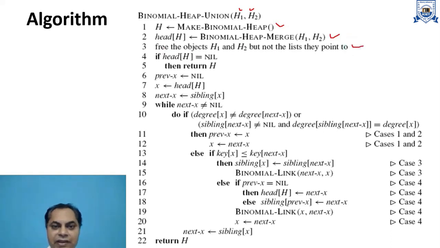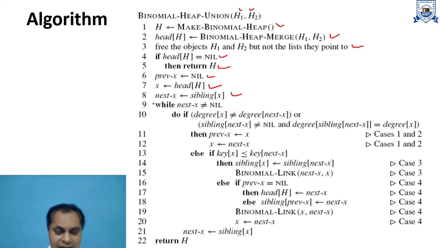If head h is equal to nil, it denotes that your given binomial heaps were empty. That means h1 or h2 was not available, those were nil, and in that case return h, simple. Otherwise it uses three variables: x, previous of x and next of x. Initially previous of x is nil, the node pointed to by head h is x, and the sibling of x is next of x.